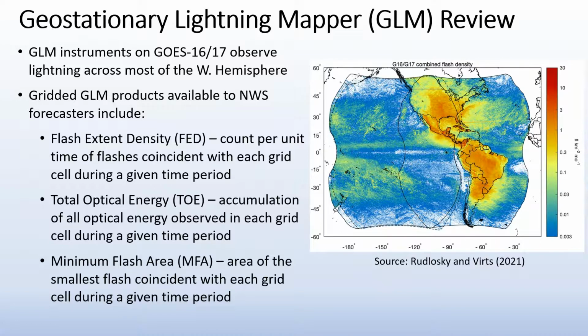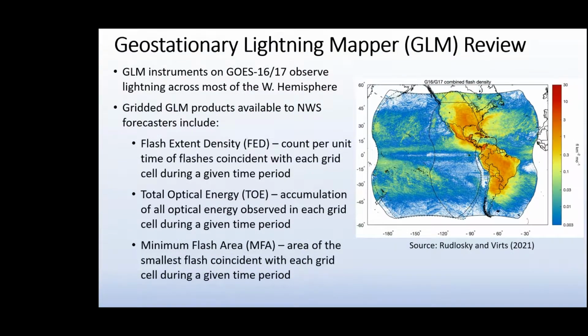And then finally, the third gridded product, which we're going to explore more today, is minimum flash area, or MFA. That represents the area of the smallest flash occurring within each GLM grid cell during that time period. So of all the flashes that do occur, what's the area of the smallest flash on that pixel? That's what MFA represents. And we're going to explore why that flash size, especially the smallest flash size, is so important.